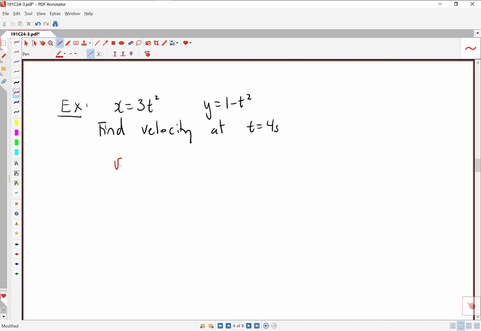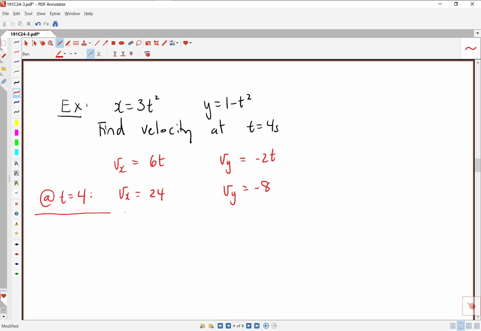So let's start with horizontal velocity. V sub x is 6t, and we can plug in what's happening at our specific t value. So at t equals 4, v sub x is going to be 24. Let's do a similar thing for vertical velocity. So v sub y is going to be negative 2t. At t equals 4, v sub y is going to be negative 8.